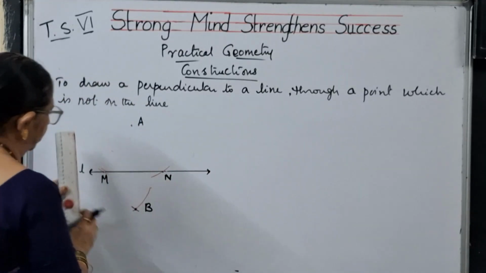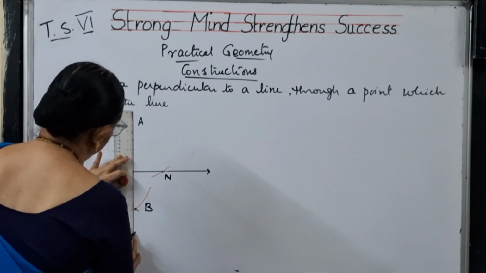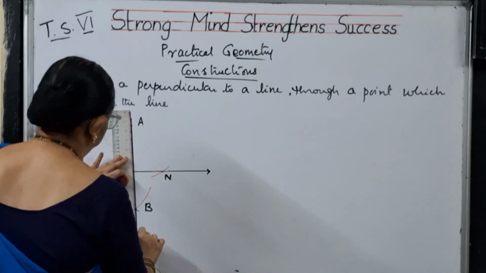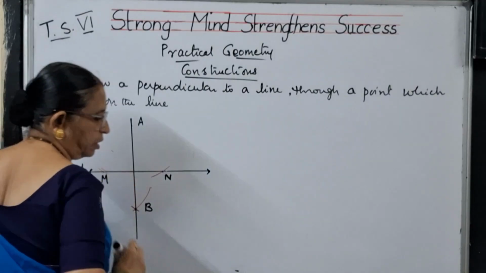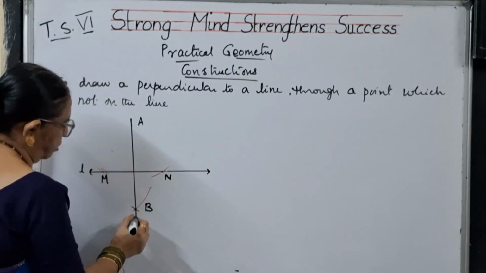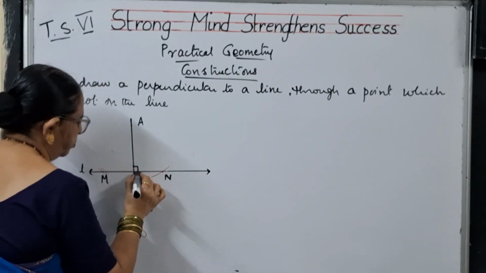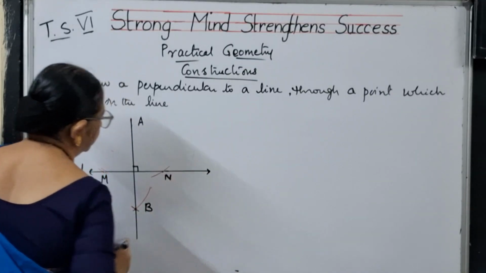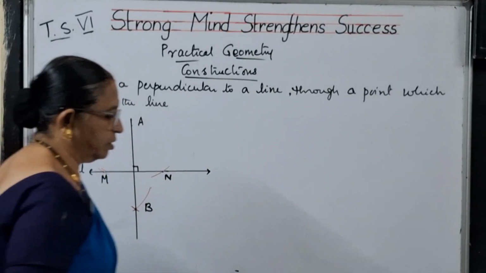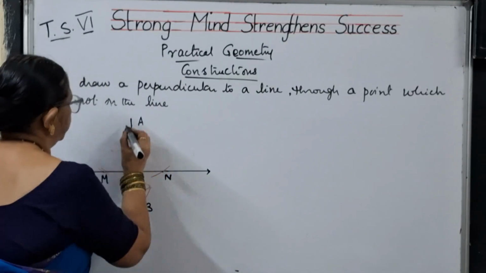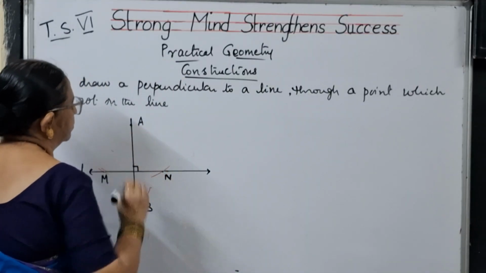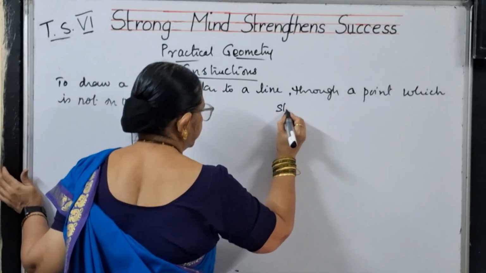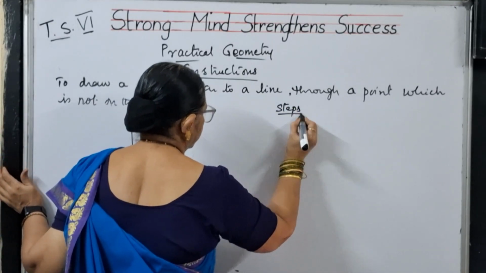Now you have to join A and B. When you join A and B, the line that you are getting, this AB, is always perpendicular to the given line L. So this is the construction that you have to do when a point A is given to you. So let us write the steps of construction.